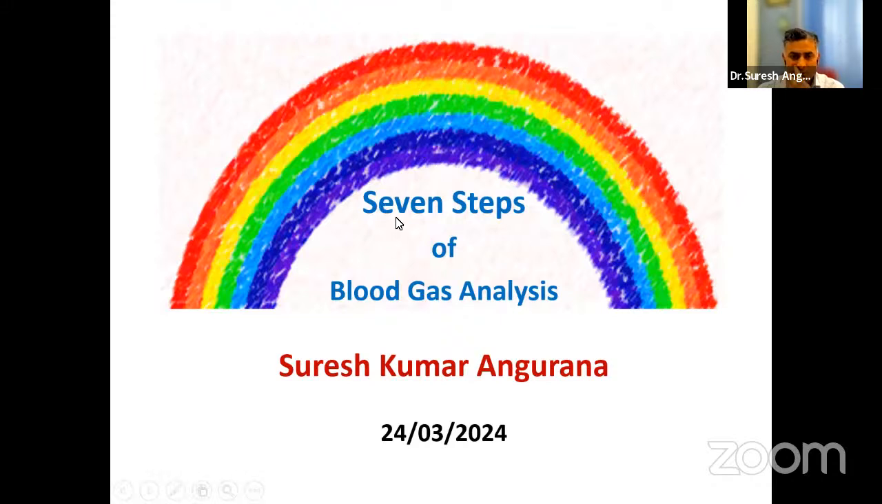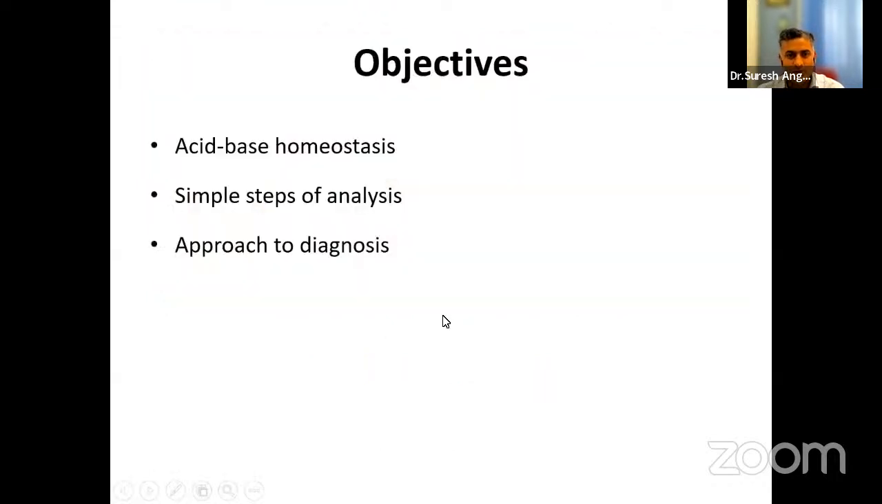So today we are going to discuss the 7 steps of blood gas analysis. There are actually many steps, even more than 7, but since Rohit told me that I have to tell just 7 steps, I am trying to cover those things in just 7 steps as told by the organizers. So we'll see what we are going to cover. We will cover acid-base homeostasis and the simple steps to analyze a blood gas. It will give a clue to diagnosis and show whether the patient is responding to interventions or not.